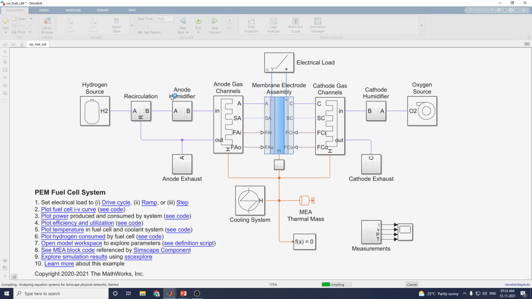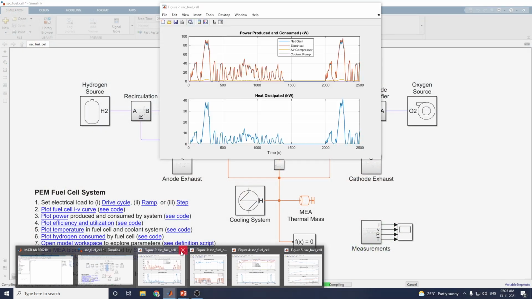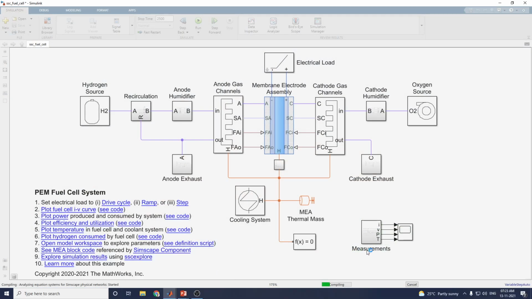For your analysis purpose, you can set this hydrogen source and oxygen source block system, and also you can analyze this cooling system with this MEA thermal mass block. We can see the output. This is the previous one. By using this signal scope also you can measure. It takes some more time to get this output.